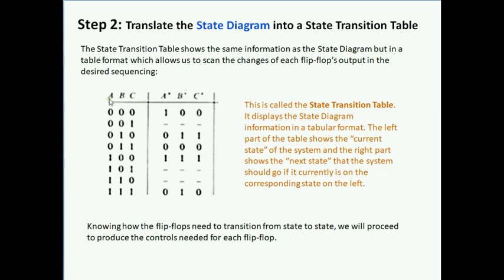The state is collectively the states for the flip-flops A, B, and C. And what is shown over here is A plus, B plus, and C plus, which are the next states of these flip-flops, which collectively make up the next state. So as you see, we have over here all the different states that appear on the state diagram, and here we have the next states.